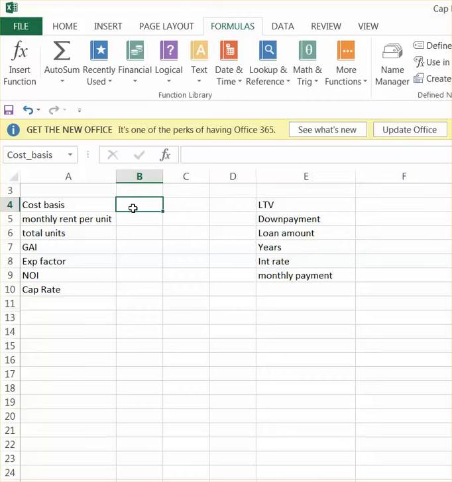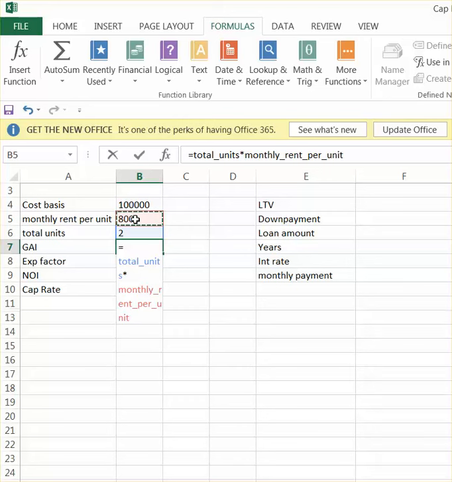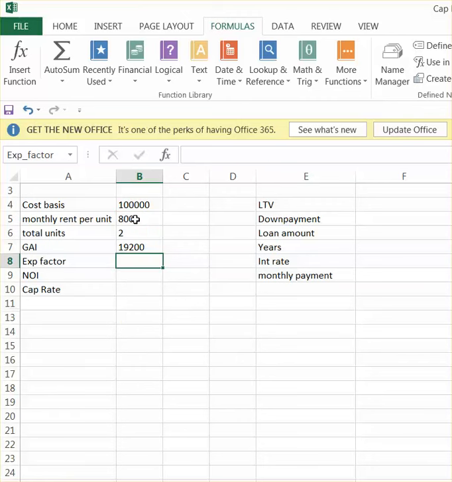All right, so Jim, suppose I put in 100 grand, and suppose the rent per unit is that much, and I've got two units. The gross annual rent is going to be equal to the number of units, see how it grabbed that name, times the monthly rent, times the number of months in a year. I didn't give data types to these things, but you know what they're supposed to be.